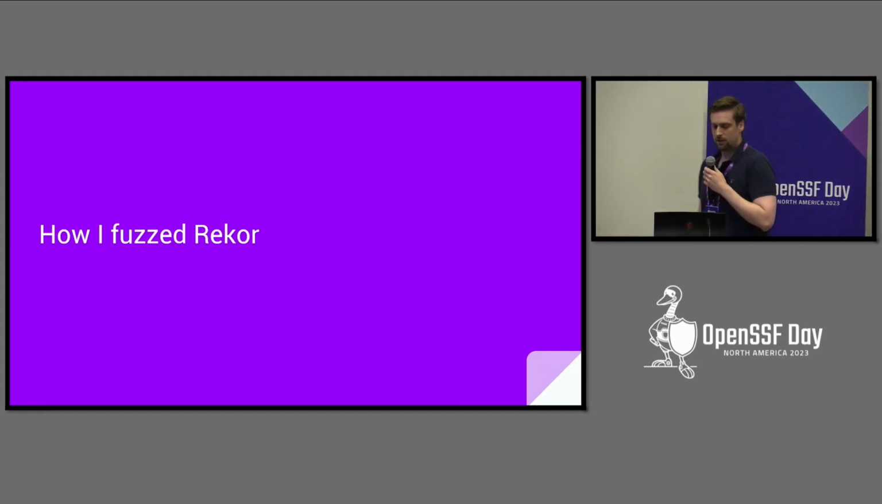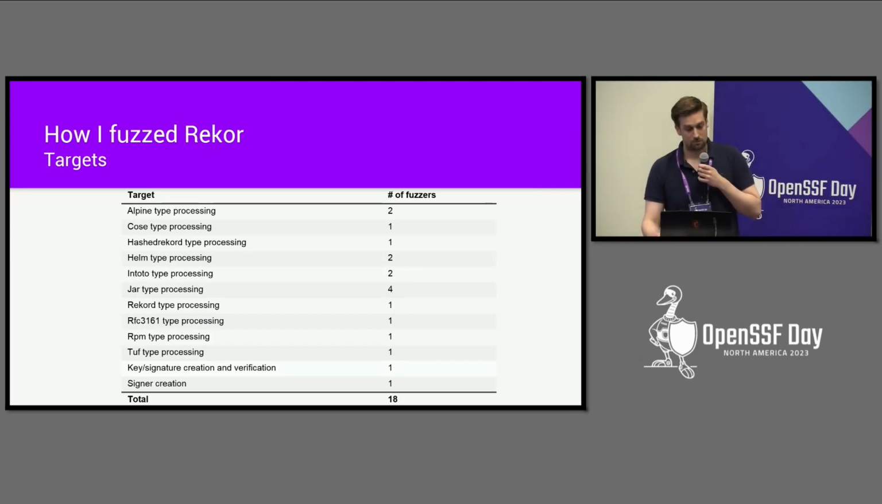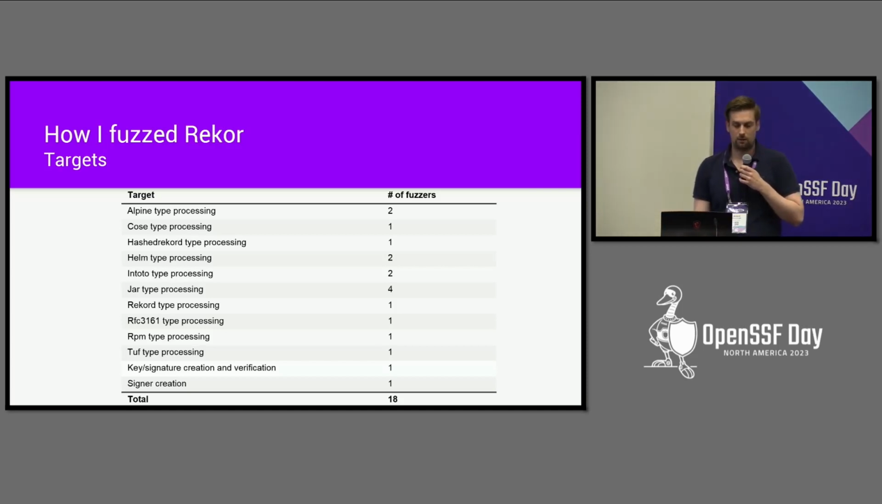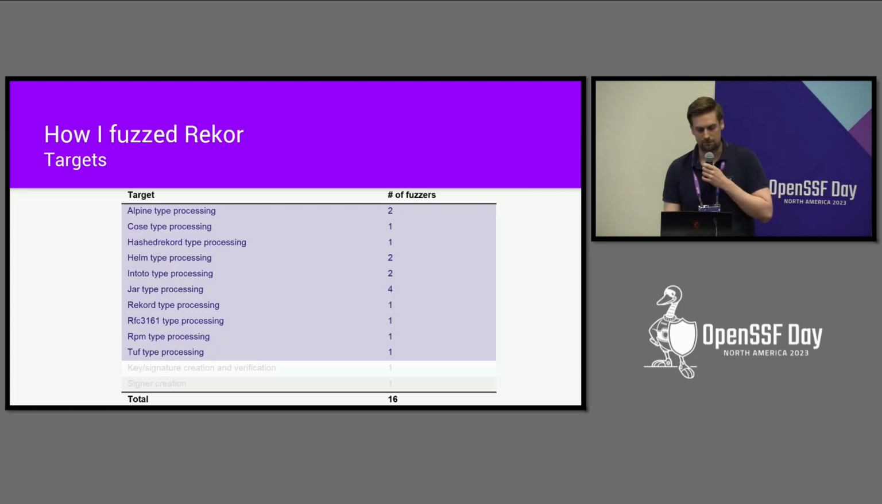So, how I fuzzed Rekor: my main focus was on testing Rekor's processing and handling of the artifact types. And to demonstrate this, I have so far written 18 fuzzers since November last year, of which 16 were targeting Rekor's handling of the artifacts.